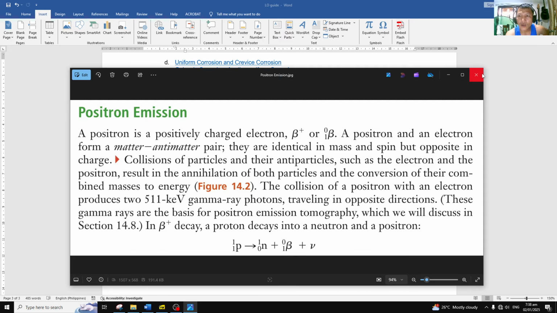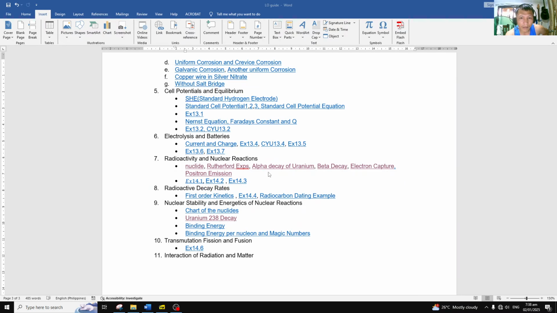Okay? So those are the 4 important nuclear reactions. Again, with alpha decay, you get helium atoms. With beta decay, electrons are ejected. With electron capture, electrons are captured.